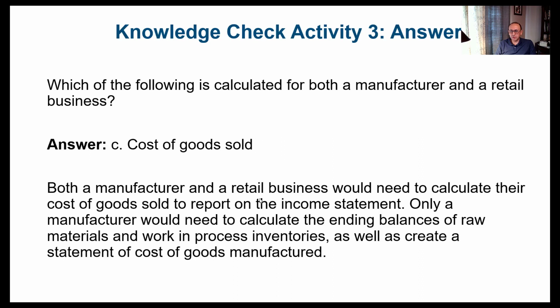So both a manufacturer and a retail business would need to calculate their cost of goods sold to report on the income statement. Only a manufacturer would need to calculate the ending balance of raw material and work in process inventories, as well as create a statement of cost of goods manufactured.